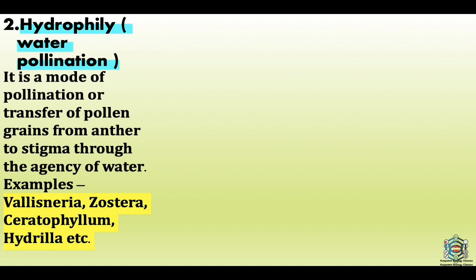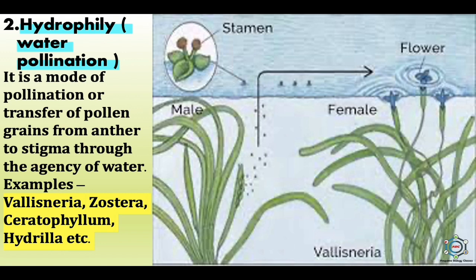There are some characteristics of hydrophily also. In hydrophily, flowers are small, colorless, inconspicuous, odorless, and nectarless, as in wind pollination. Here, the calyx, corolla, and other floral parts are unwettable. Pollen grains and stigma are generally unwettable, and the stigmas are long and sticky.